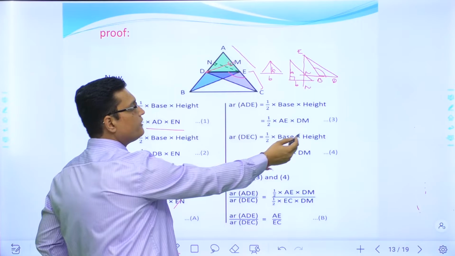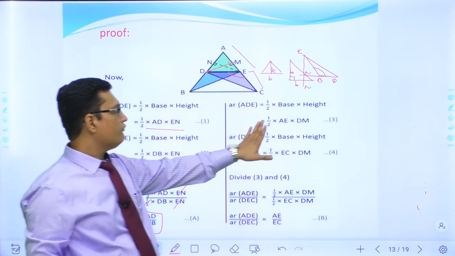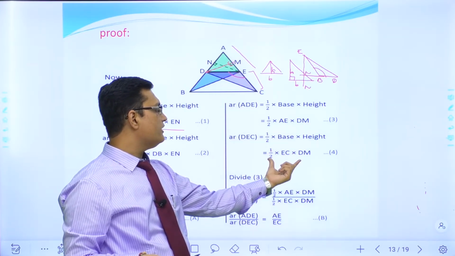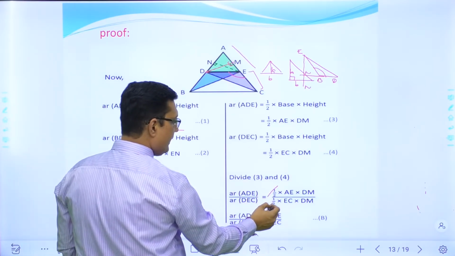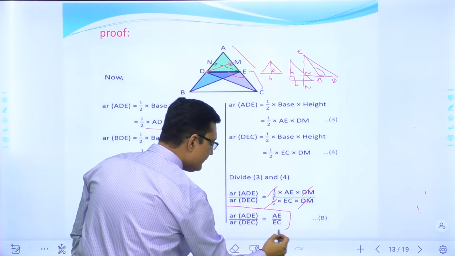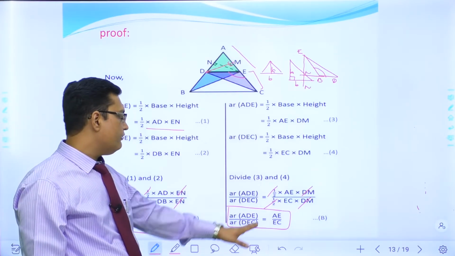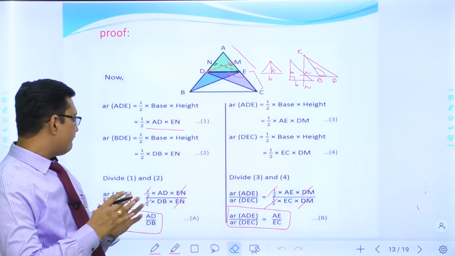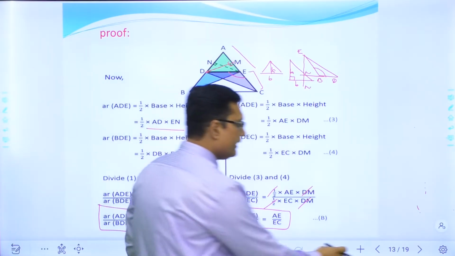Now divide equation number 3 by equation number 4. When you are dividing, the first area is half into AE into DM. The second area, of triangle DEC, is half EC into DM. Now cancel half and half, and DM and DM. So area of ADE upon area of DEC will be AE upon EC. These two equations you remember. Now after getting equation A and equation B, go for the next slide.